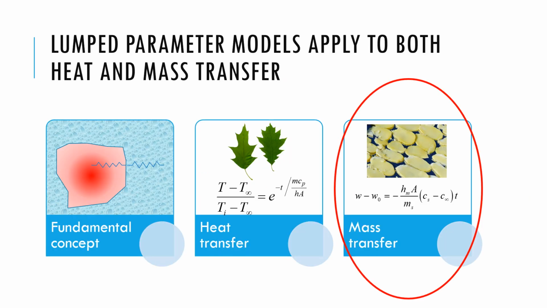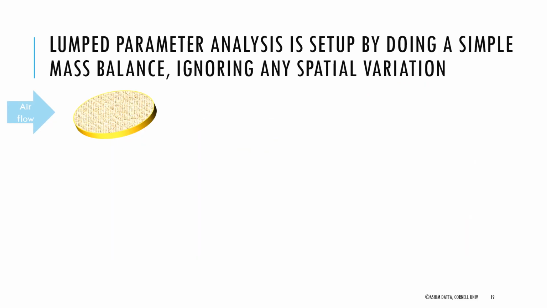Now we apply the lumped parameter concept to a mass transfer situation. It's actually quite analogous to the heat transfer that we just did. We now develop the lumped parameter equation, or one of the lumped parameter equations for mass transfer, following what was done for heat transfer in a very analogous way. So we ignore any spatial variation.